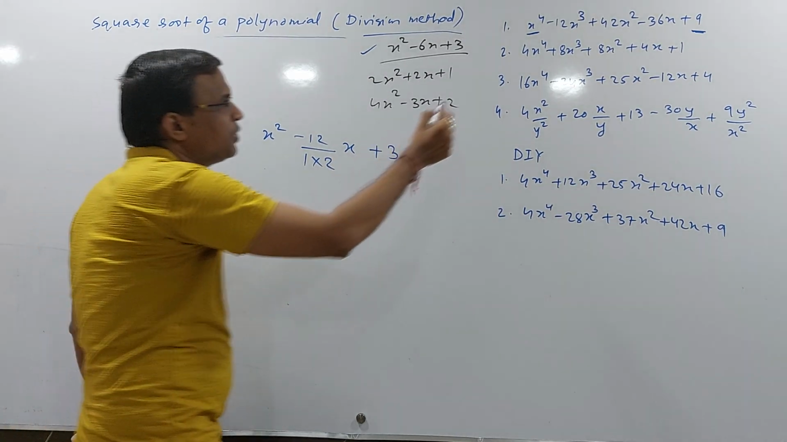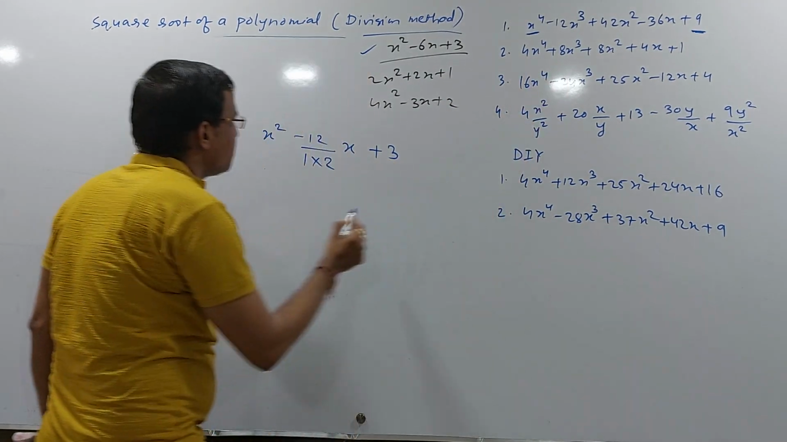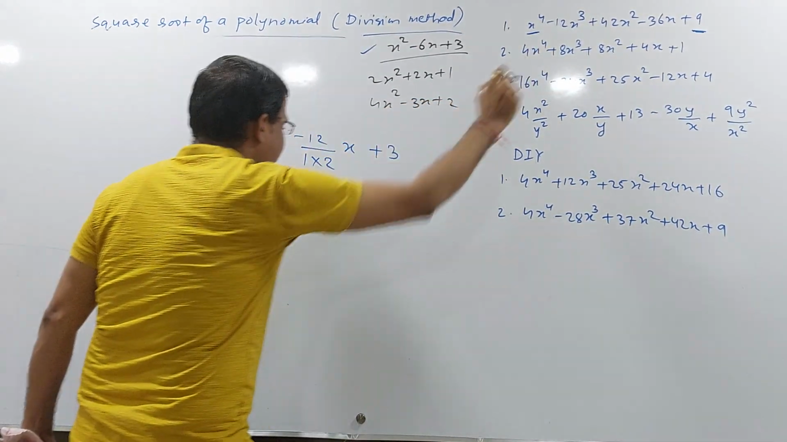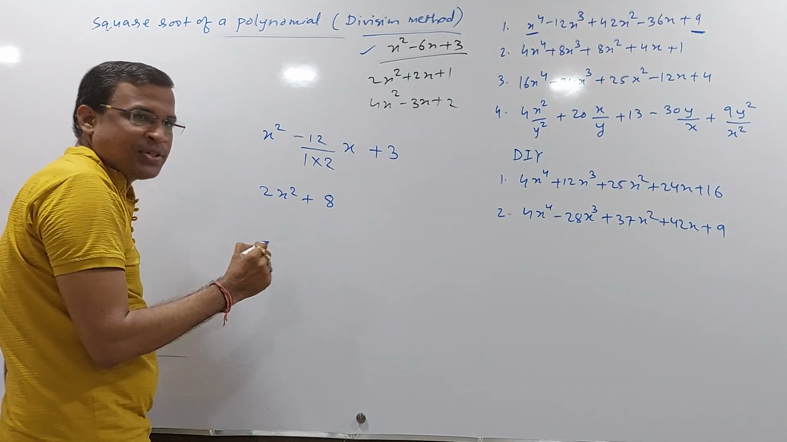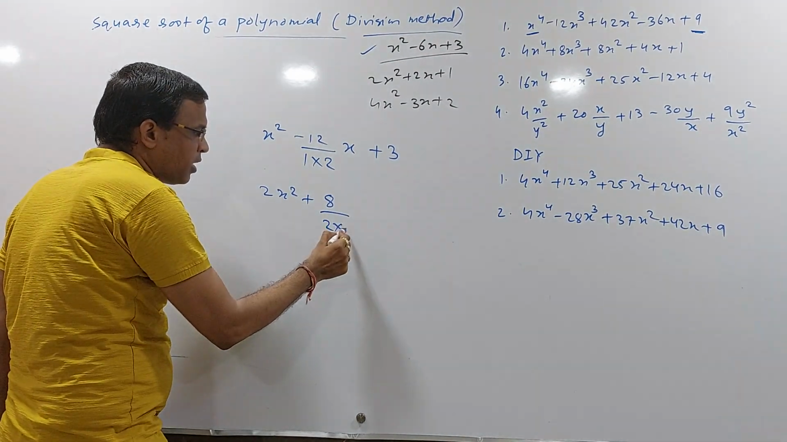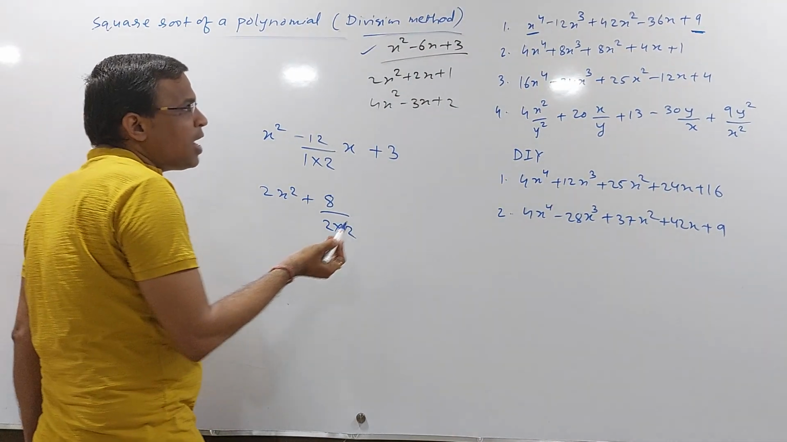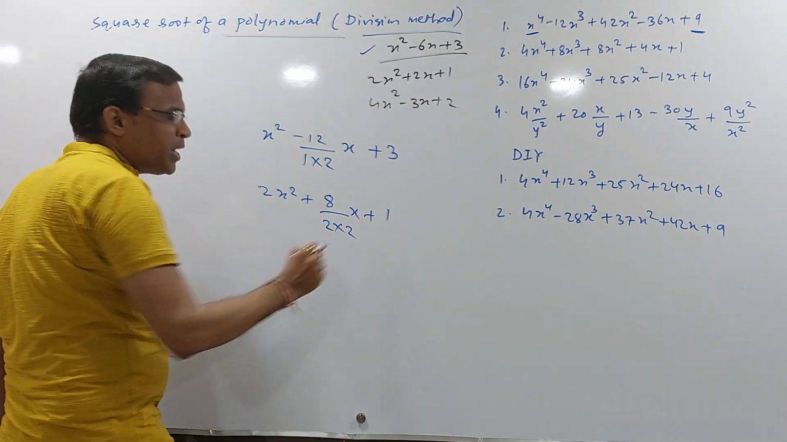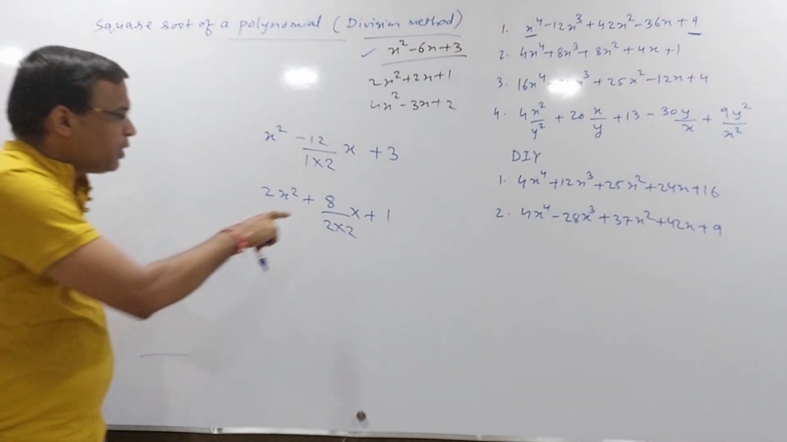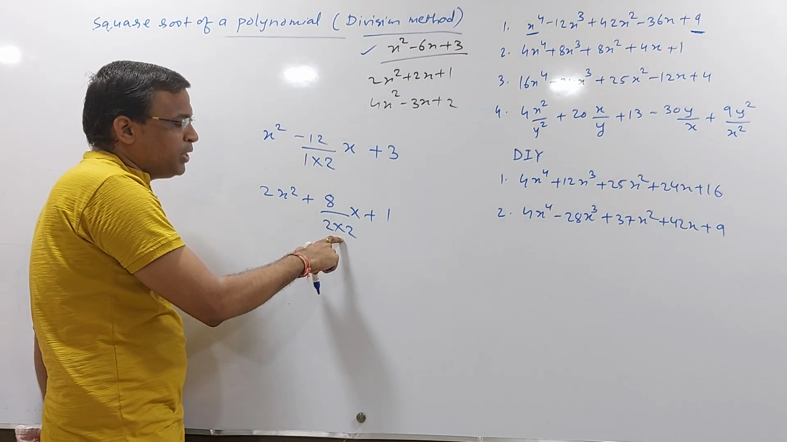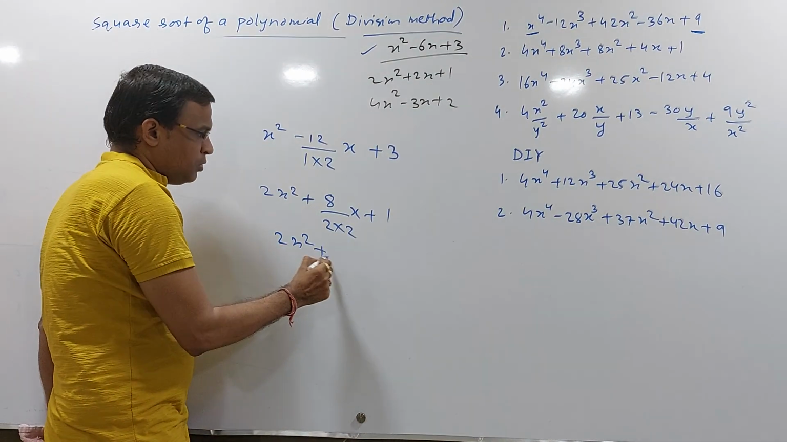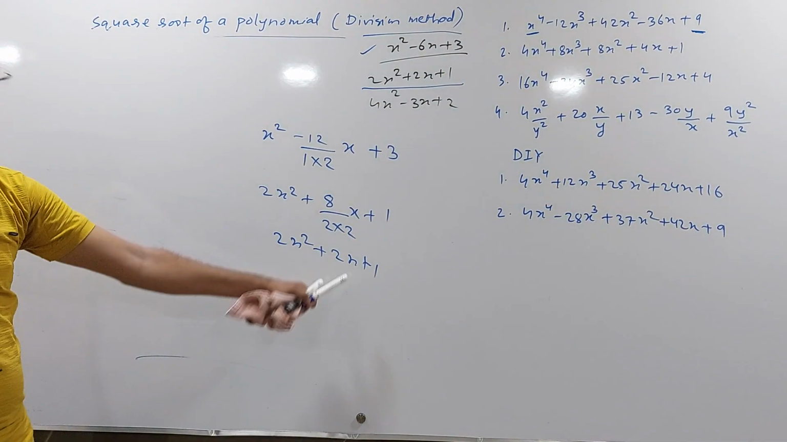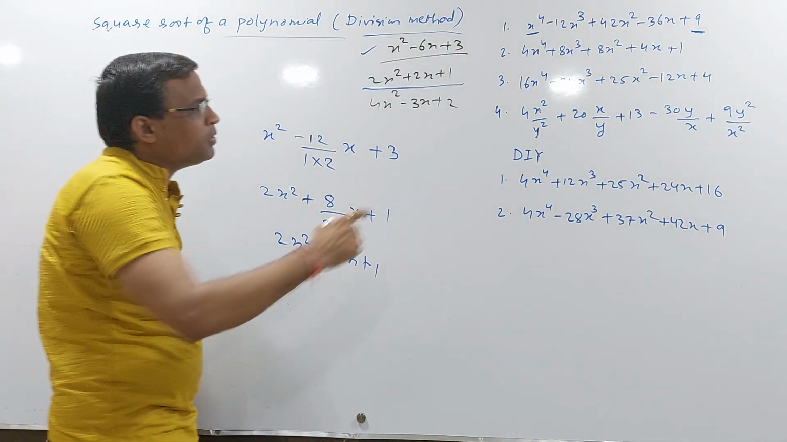Check out the next one. What is the square root of this? It is 2x square. Now write down the second term's coefficient, divide by this 2 and again multiply by 2, and then after that it is plus 1 in the end, so plus 1, multiplied by x. So what is this? 8 by 4 is 2x plus 1, and check this out, this is your answer, 2x square plus 2x plus 1. Check out the third one.